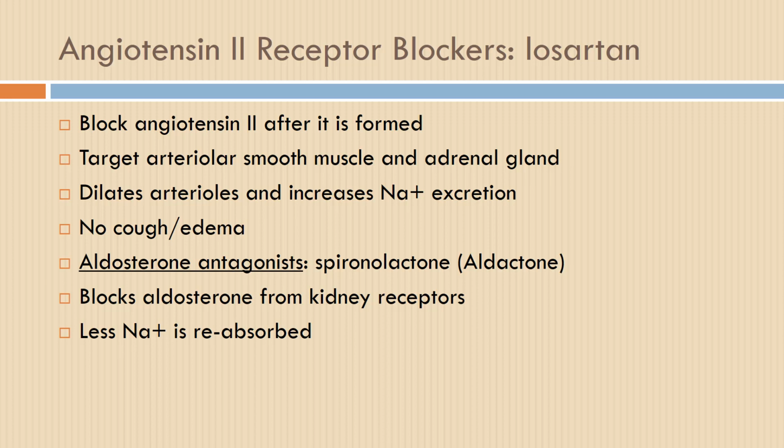Aldosterone antagonists, like spironolactone, block the action of aldosterone. They block the aldosterone from binding to receptor sites in the kidneys. Although this action does block the reabsorption of sodium in water, there's an added risk here for hyperkalemia.